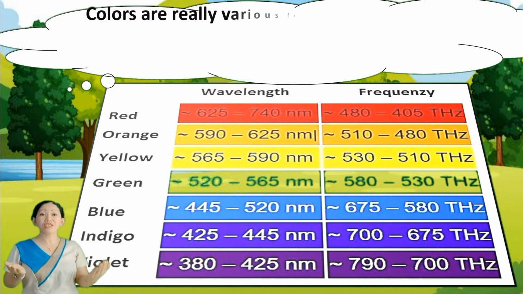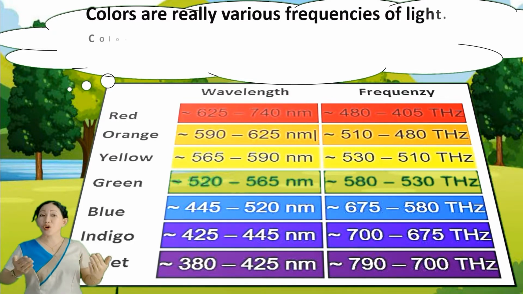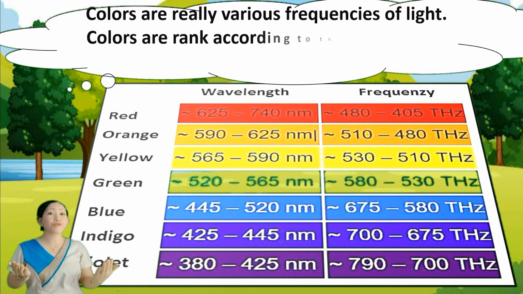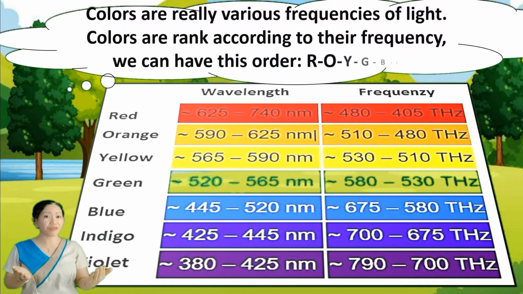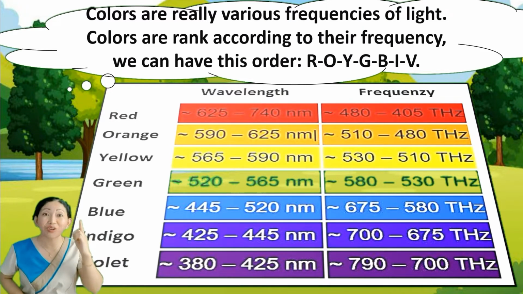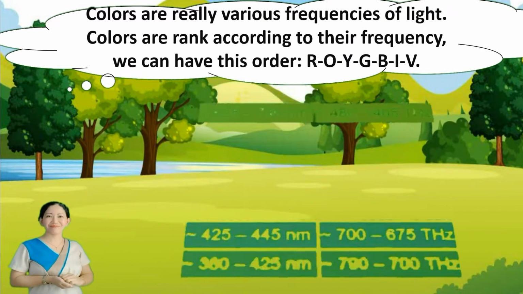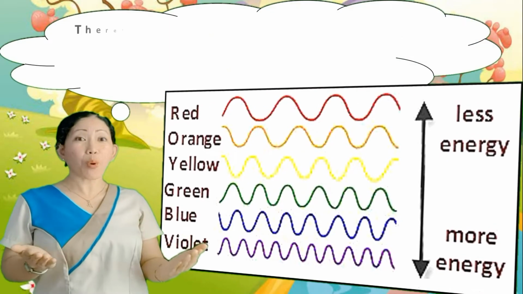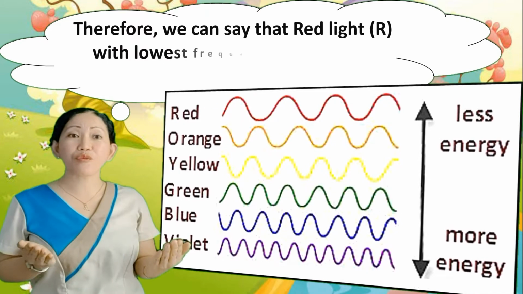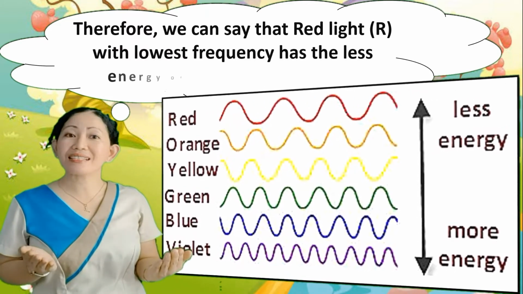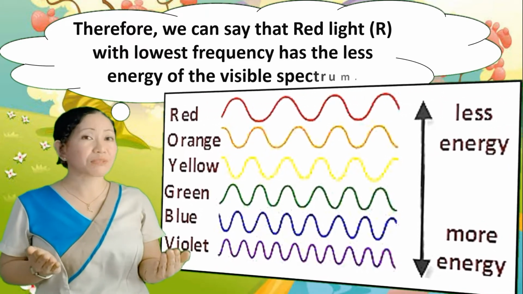Colors are really various frequencies of light. Colors are ranked according to their frequency. We can have this order, Roy-G-Biv. Remember this acronym. Therefore, we can say that red light, with the lowest frequency, has the least energy of the visible spectrum.